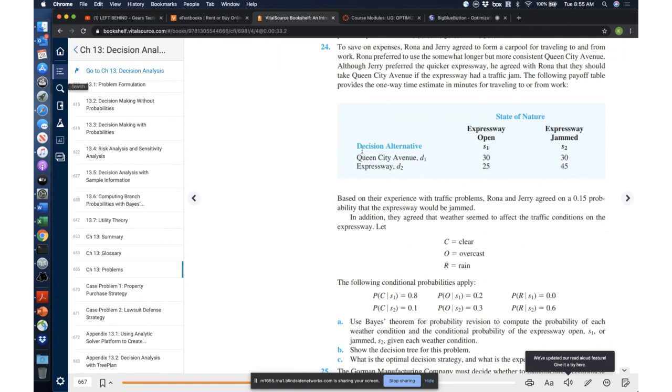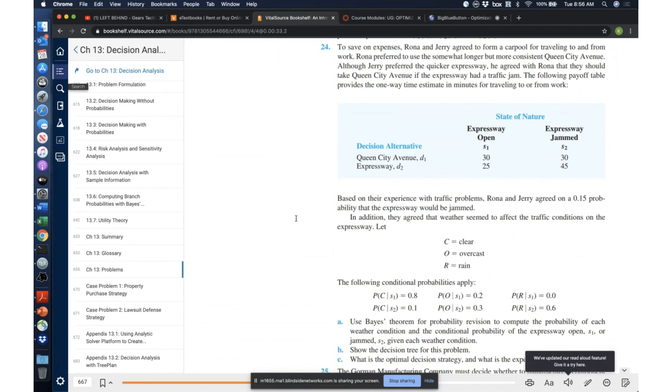So you're saying that if they take Queen City Avenue and the expressway is not jammed, it'll take them 30 minutes. And if the expressway is jammed, it'll still take them 30 minutes because obviously they're not traveling on the expressway. So it's 30 minutes to go by Queen City Avenue one way or the other. But if the expressway is open, they'll reach work in 25 minutes. If the expressway is jammed, it will take them 45 minutes. And based on experience with traffic problems, they expect the expressway to be jammed 15% of the time. There's a 15% probability that the expressway is jammed.